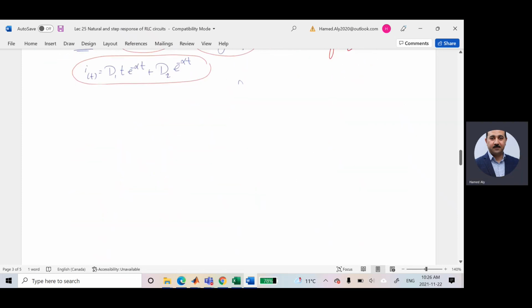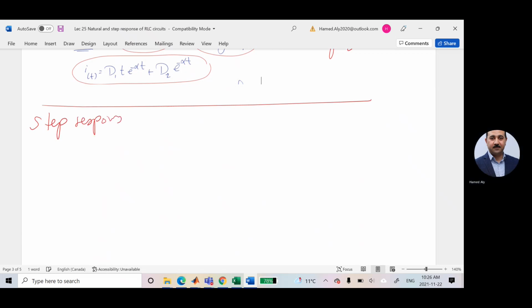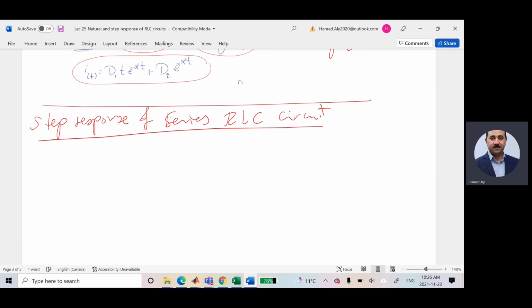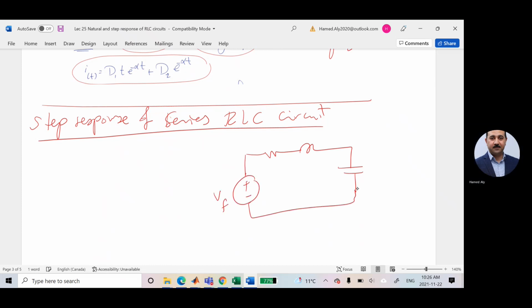Let me repeat the last case, which is the step response of series RLC circuits. So I have that circuit. This is VF, and this is C, this is L, this is R, and this is VC of t.